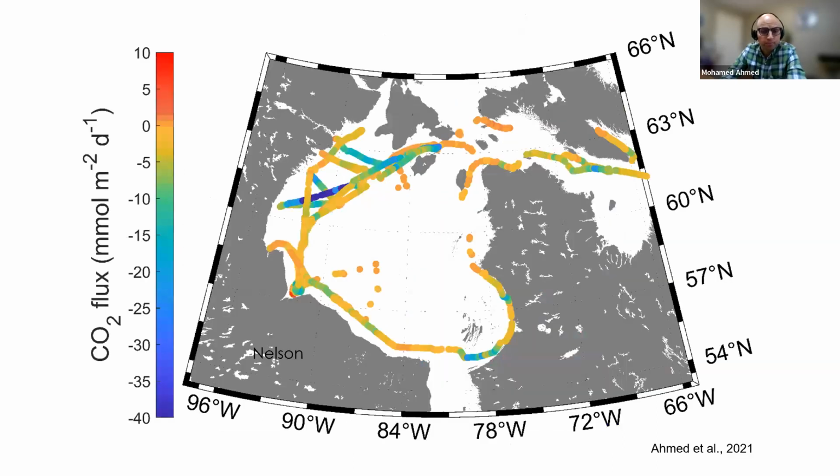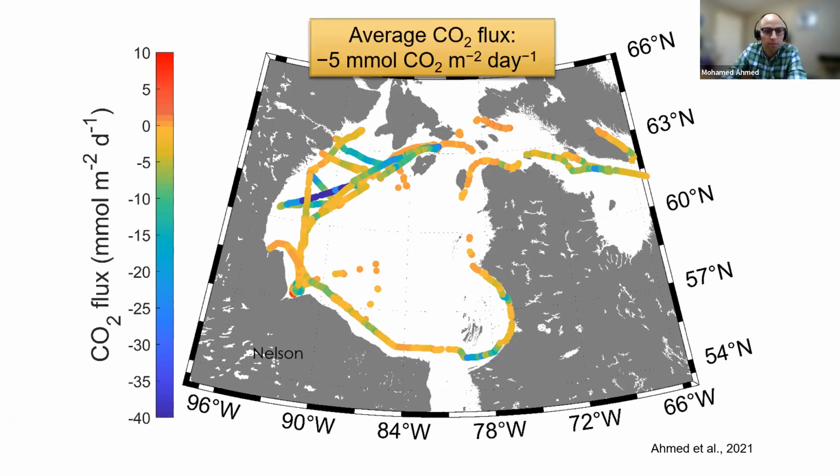And looking at the fluxes, you can say overall the bay acted as a low sink for CO2, with the exception of a few areas. For example, as you can see, this acted as a strong sink, because at this time there was a high wind speed event that caused this high sink in this area. And the average flux was around -5 millimoles CO2 per square meter per day.